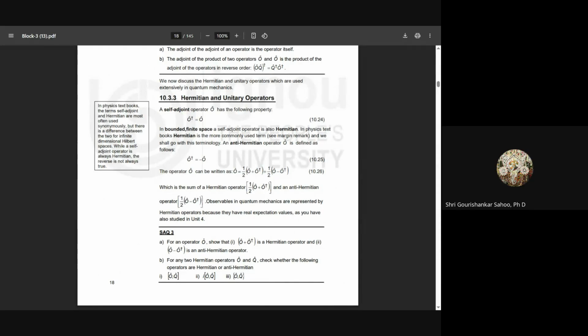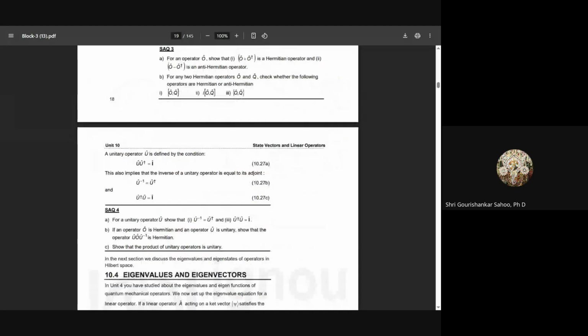So which is the unitary operator? Unitary means the value will be I, the identity, in a 3 cross 3 matrix: 1 0 0, 0 1 0, 0 0 1. That is unitary. And orthogonal is if you multiply these two, it will give you 0. And orthonormal, it will give you 1. Are you getting it? Yes, sir.